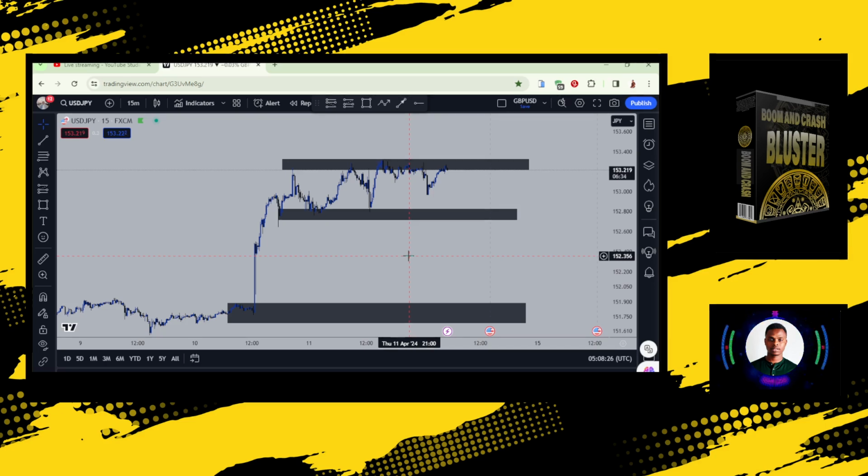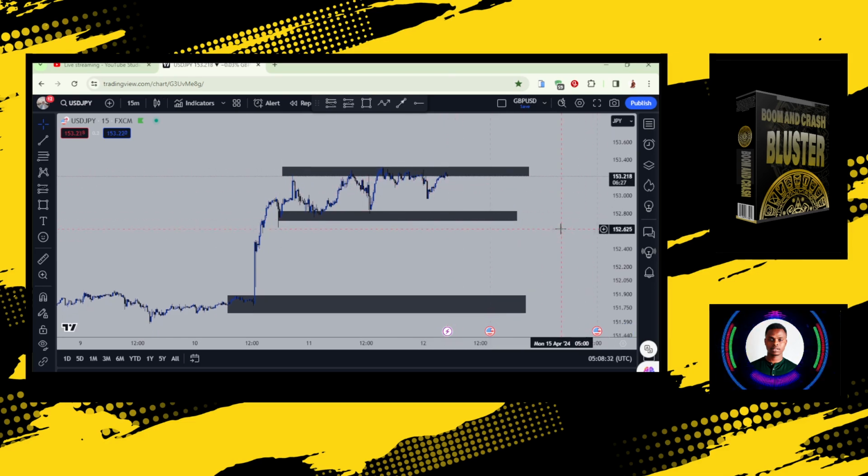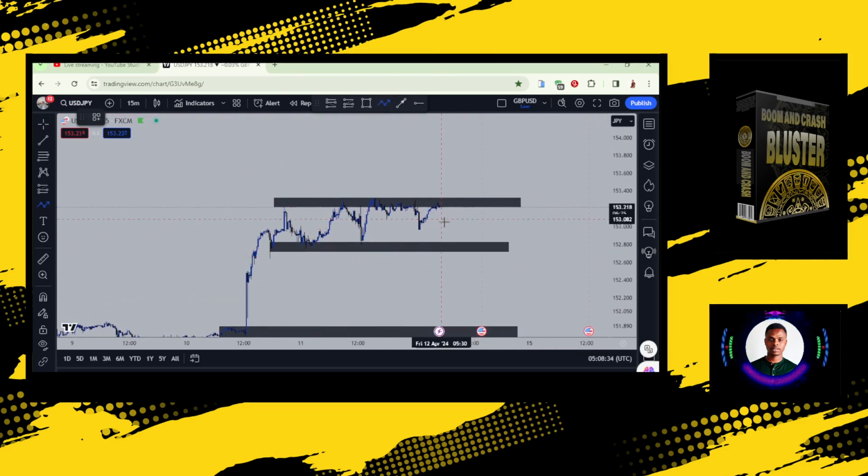So how do I trade this market, right? My favorite way of trading this market, something that I'm wishing this market would do, is that it needs to break this zone first.